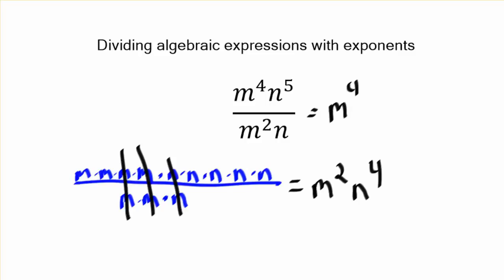Of course, again, you can just subtract. 4 minus 2 is going to give you 2, and 5 minus 1, remember that's n to the first power, that's going to give you 4. Same exact answer.